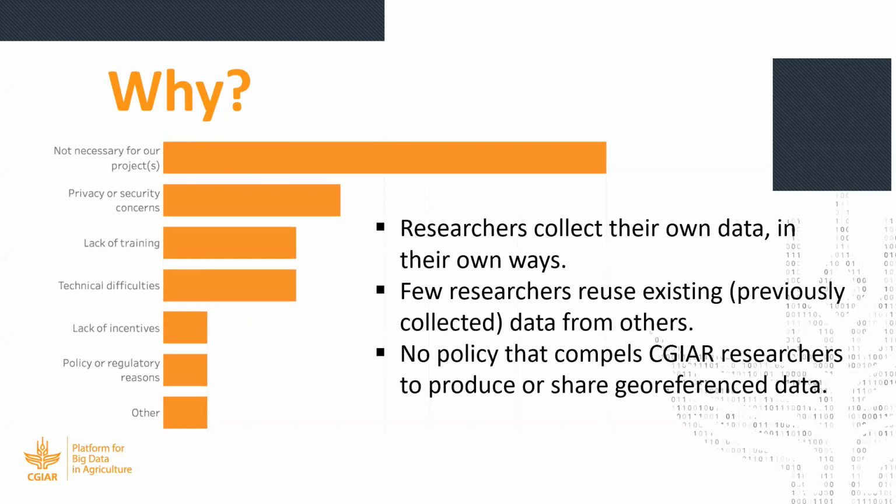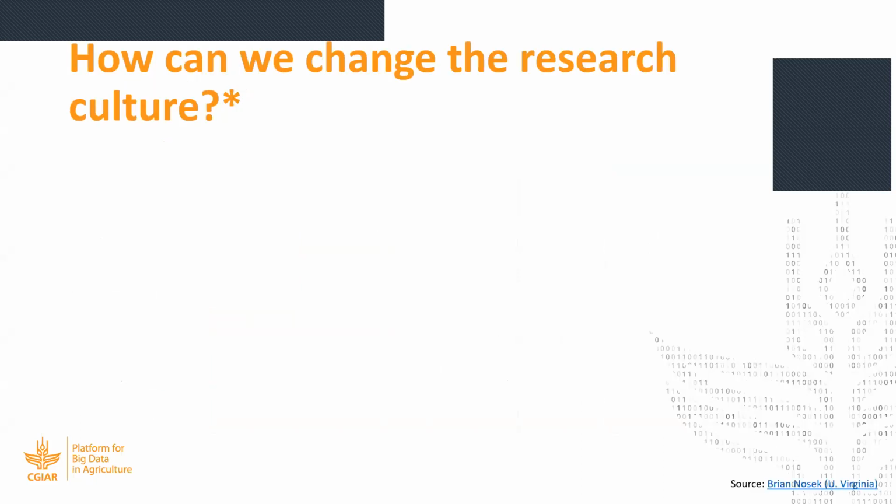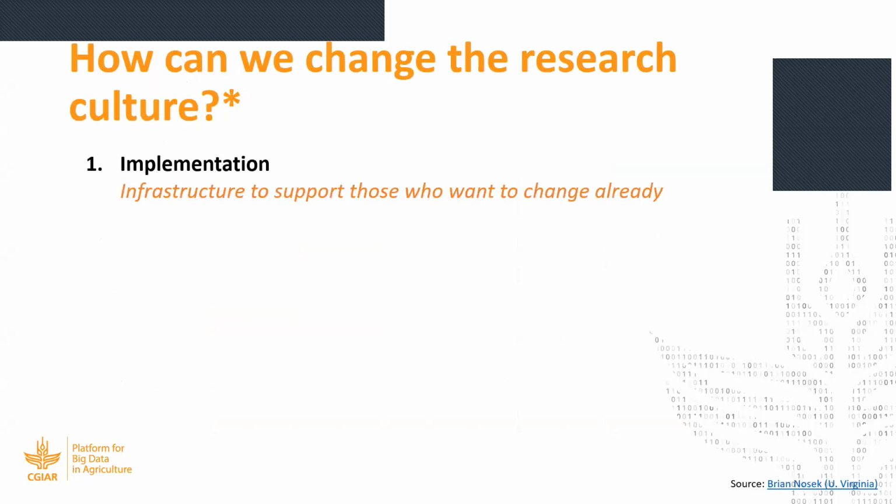And there's no policy at the moment that compels CGIAR researchers to produce or share georeference data. We have policies that basically we have to share data once it's published. It's part of the open access data policy of the CGIAR and most of the centers. But for georeferencing at the moment, there's nothing fixed in place. So that creates another problem. How can we change the research culture?